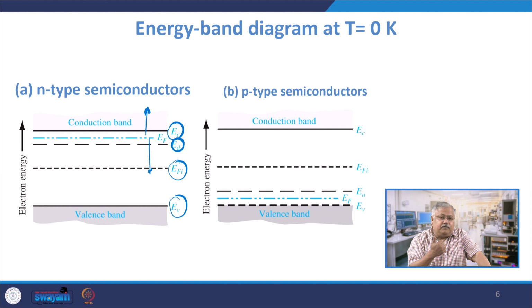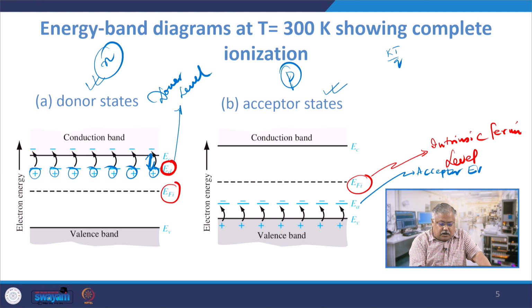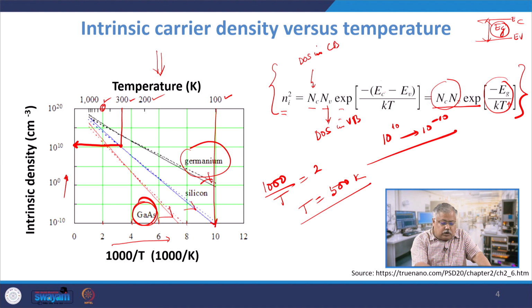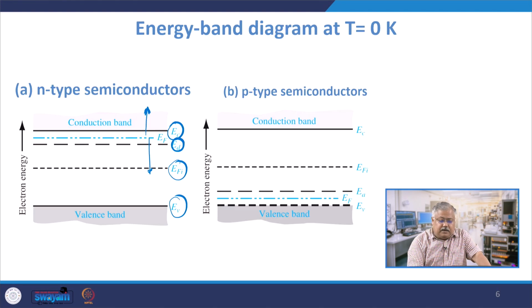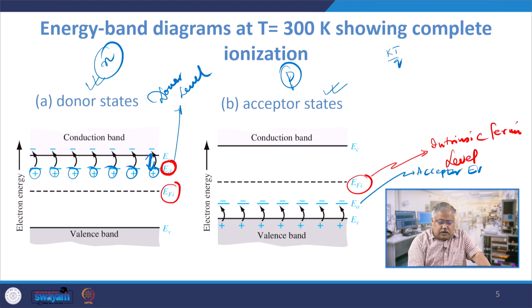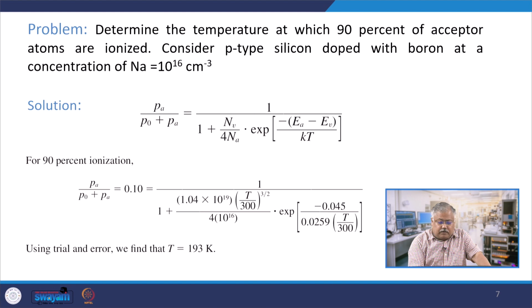At 0 Kelvin, if you go back to this slide, you will also appreciate that the intrinsic carrier density has gone to 10 to the power minus 30, minus 35. So it is sort of a freeze out, the freezing out of free charge carriers available to you. This is happening at 0 Kelvin.